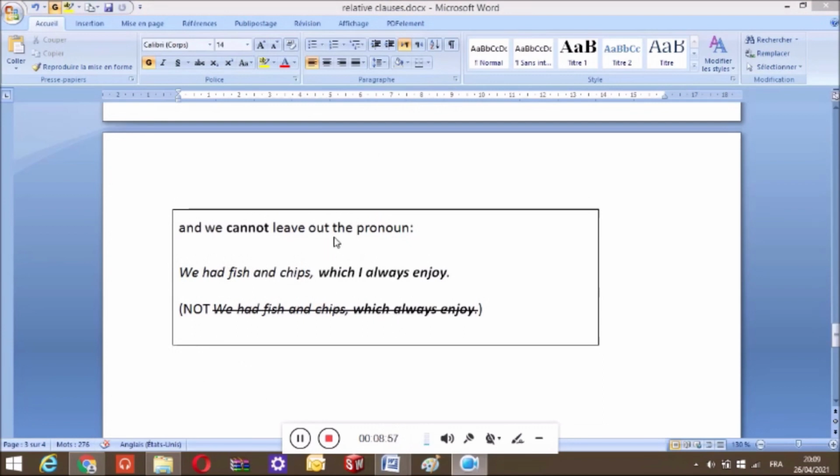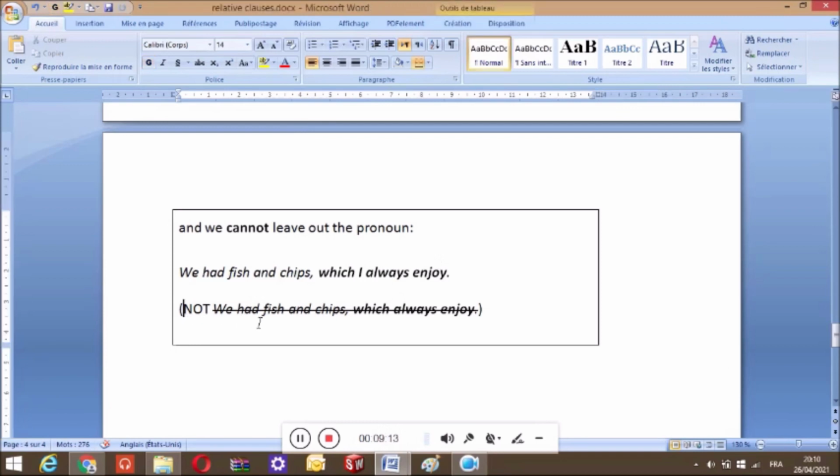Also, we cannot leave out the pronoun in a relative clause. Look at the following example. We had fish and chips, which I always enjoy. This sentence is correct. However, we had fish and chips, which always enjoy, is not correct. It is wrong because here we have omitted the pronoun I, which is not correct.